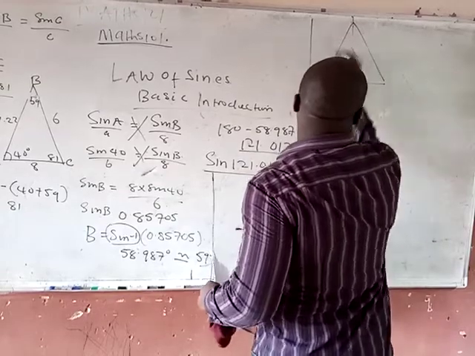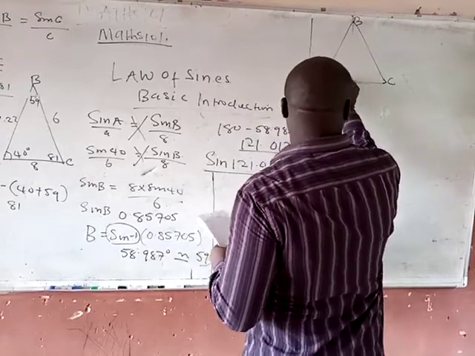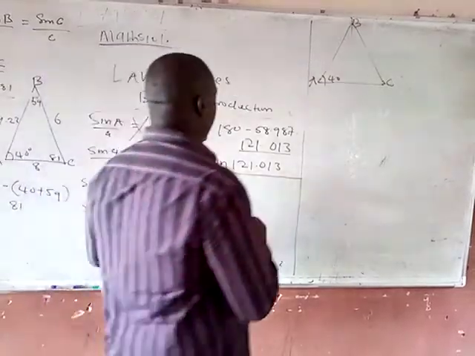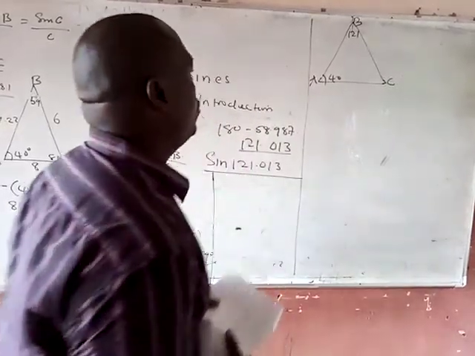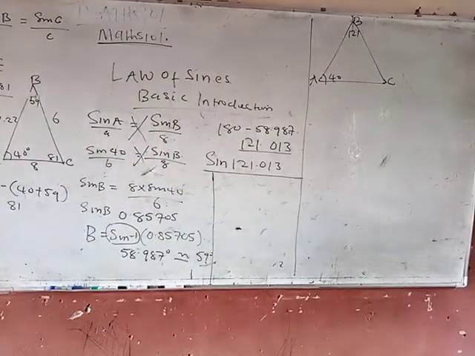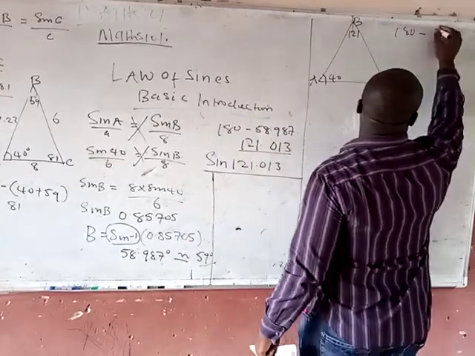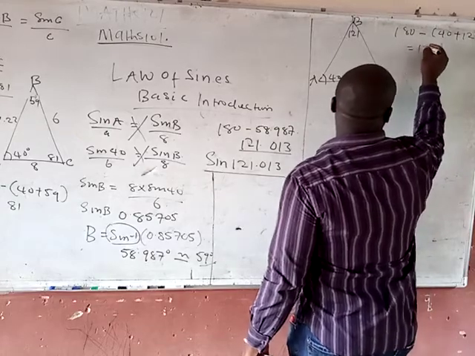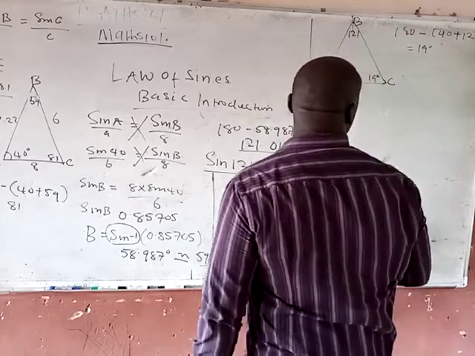And it's still going to be my A. This is my B, and here is my C. Remember from the question, my A initially was 40. Now, since I subtracted from 180, I'm going to use 121 here to get my C. Now, 180 minus 40 plus 121, so here you're going to get 19 degrees. So that means that my C is 19 degrees.